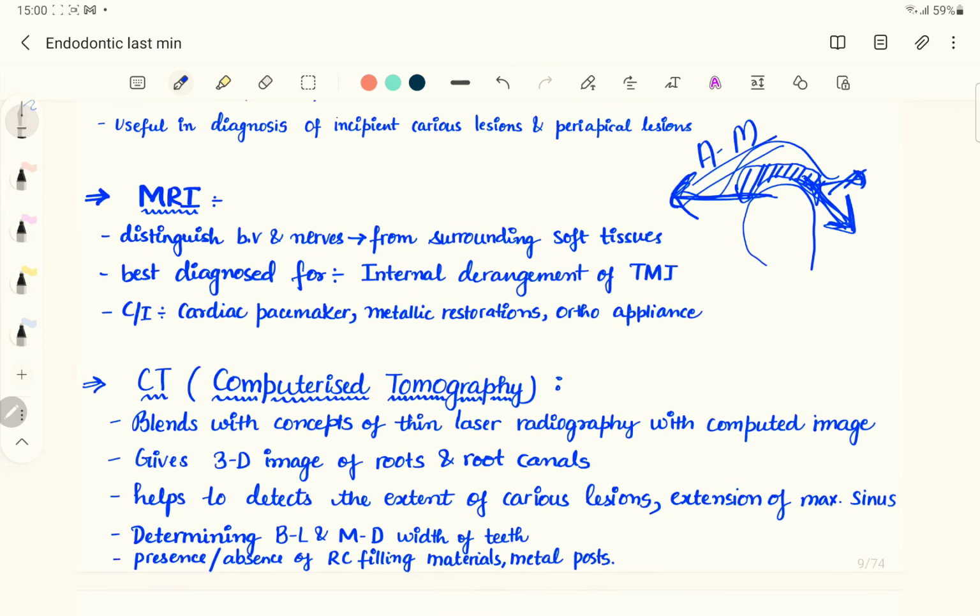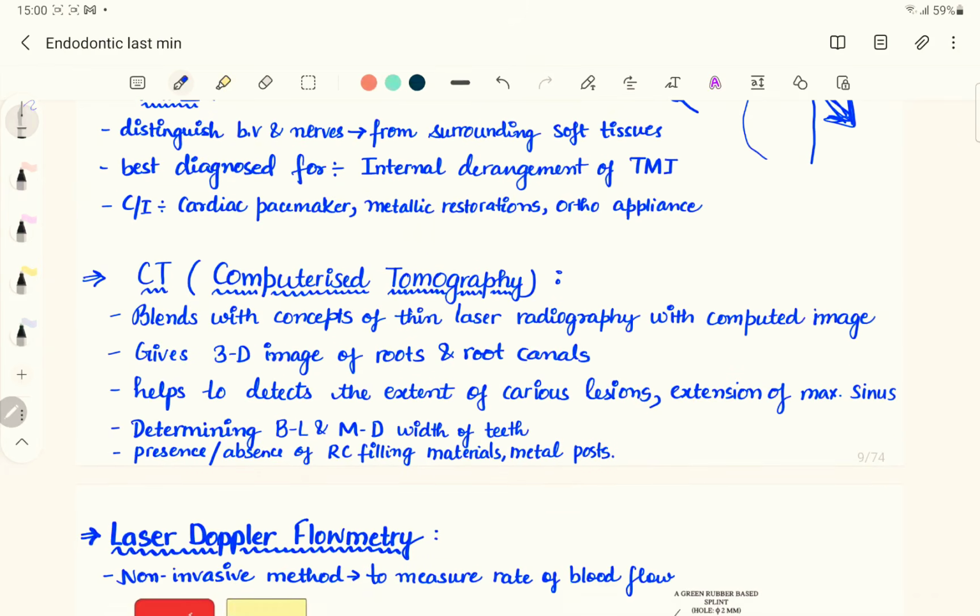Now, coming to CT, we know it's used for hard structures. Computed tomography blends the concept of thin laser radiography with a computed image. It is going to display the image on a computer screen, and it gives a three-dimensional view of everything.